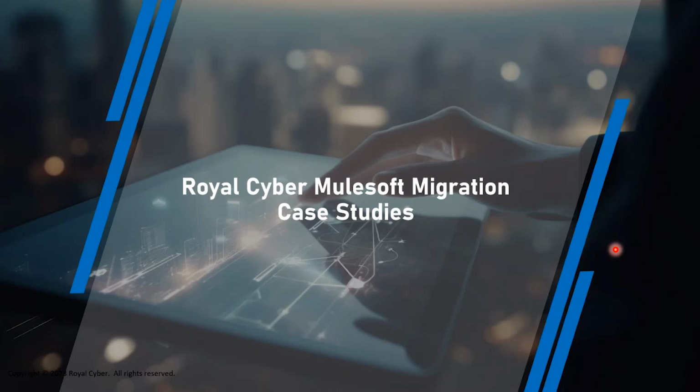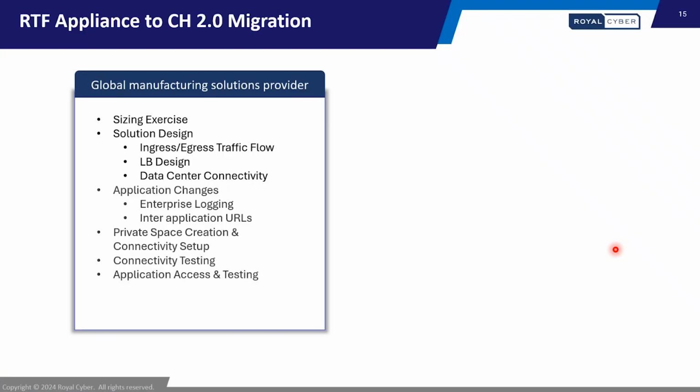Next, let's review some recent Royal Cyber migration case studies across various deployment options to get a clearer picture of how these migration projects might unfold. First of all, we have a global manufacturing solution provider, and in this case, we migrated from RTF Appliance to CloudHub 2.0.